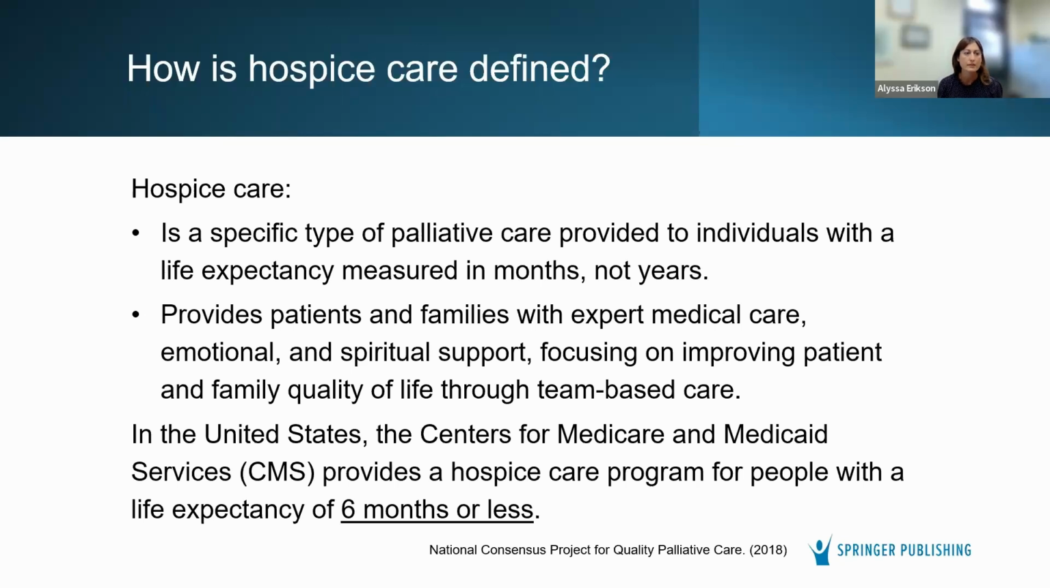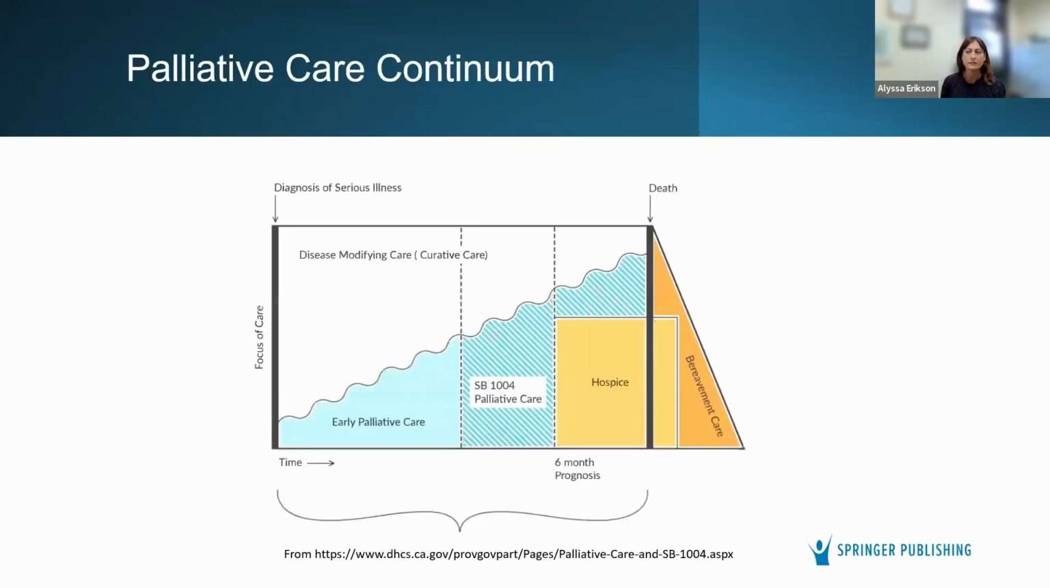And really importantly, in the United States, the hospice benefit is through Centers for Medicare and Medicaid Services, or CMS, and it's providing reimbursable care for people with a life expectancy of 6 months or less, so right towards the end of the illness.